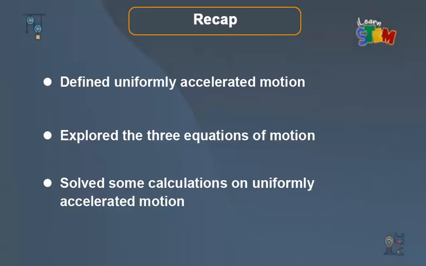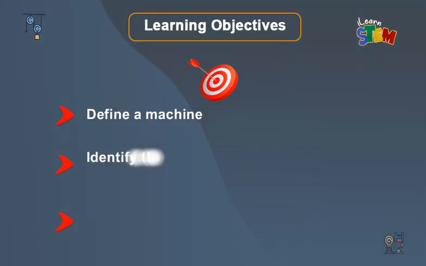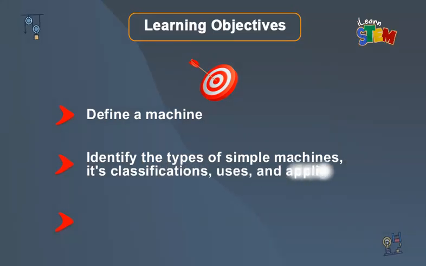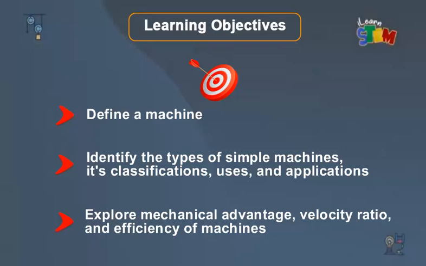Before we begin today's lesson, let's take a quick look at our lesson objectives. In this lesson, we aim to achieve some key objectives. First, you will learn what machines are. Then, we'll identify various types of simple machines. We'll also explore mechanical advantage, velocity ratio, and efficiency. Finally, we'll solve some numerical problems to apply these concepts. Are you ready? Let's dive in.